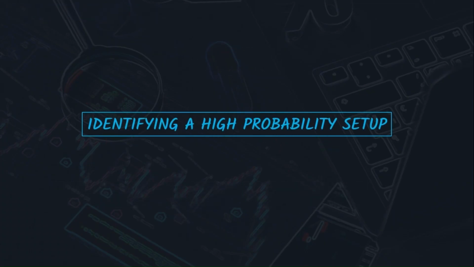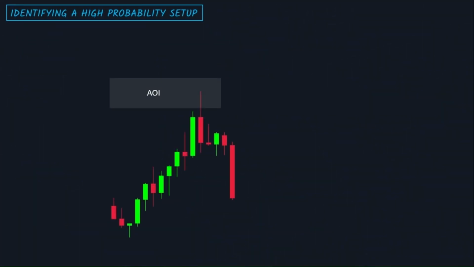To identify a rejection block with a high probability of success, several conditions must align. First, there must be a strong and clearly visible wick formed at a meaningful area of interest, such as swing high, swing low, support, resistance, supply, or demand. The larger and cleaner the wick, the stronger the rejection. This wick indicates aggressive absorption of liquidity and rejection of higher or lower prices.